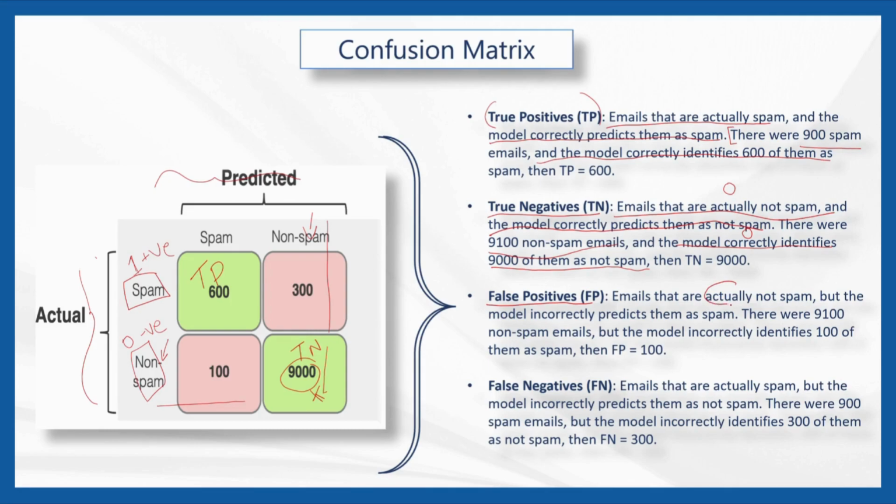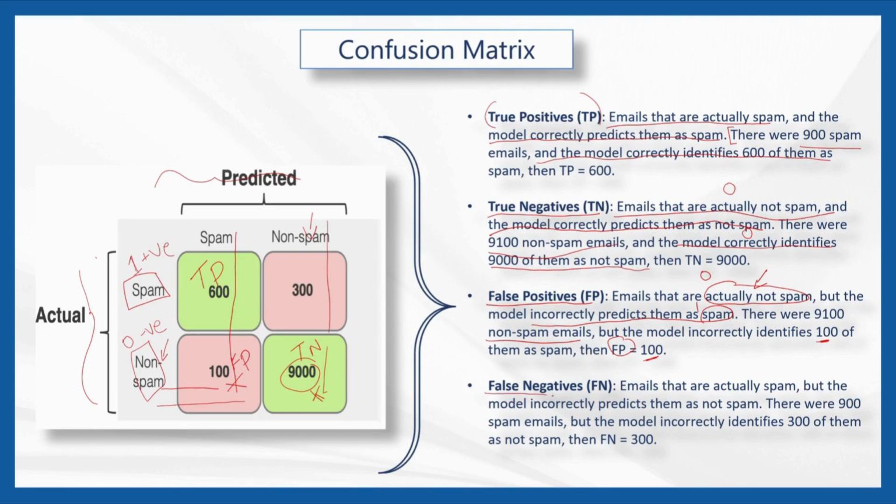Coming to false positives. These are emails that are actually not spam, but the model incorrectly predicts them as spam. They are class 0, but they are predicted as class 1, hence false positives. In our example, there are around 9100 non-spam emails, but the model incorrectly identifies 100 of them as spam. So our false positive becomes 100. Here is our false positive. How to visualize this? In a similar way. Actually, the emails were non-spam, but the model predicted them as spam. The intersection becomes the false positive.